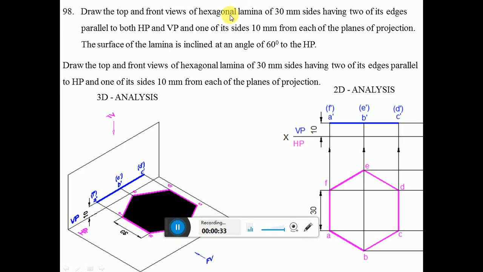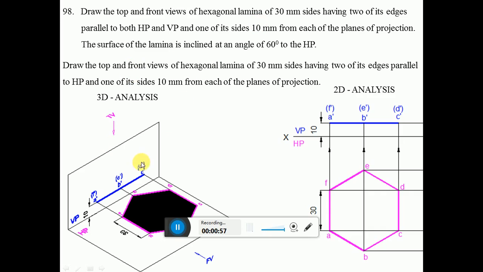A hexagonal lamina of 30 mm sides, having two of its edges parallel to HP, and one of its sides is 10 mm from each of the planes of projection. So that means the side which is above HP by 10 mm, the same side is also in front of VP by 10 mm. That is the meaning of that.